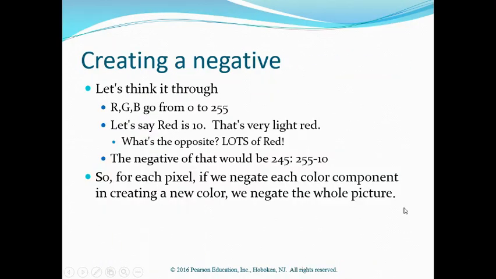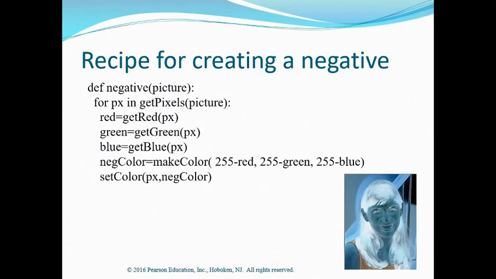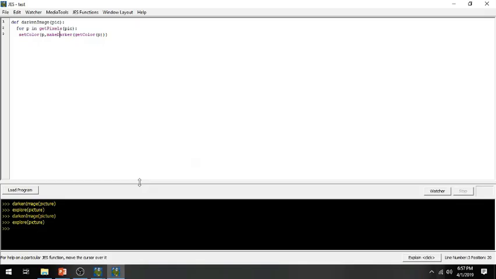So creating a negative, let's think it through. So RGB goes from 0 to 255. Let's say red is 10. That's very light red. So what's the opposite? That's lots of red. So the negative of that would be 245, which is 255, our max, minus 10. So for each pixel, we negate each color component in creating a new color. So we negate the whole picture. So you can see this example here, right? So now they go through, they get the red, green, and blue, they negate the color, and then they set the color. So let's try this example.